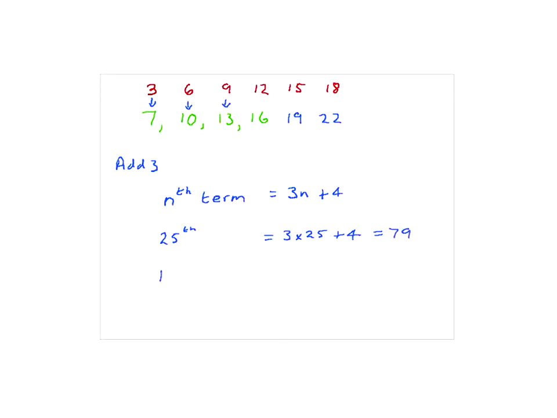And we'll finish by finding the 100th term. That would just be 3 multiplied by 100 plus 4. 3 times 100 is 300, add 4, and we get 304. And that concludes the demonstration of what you can do live online.